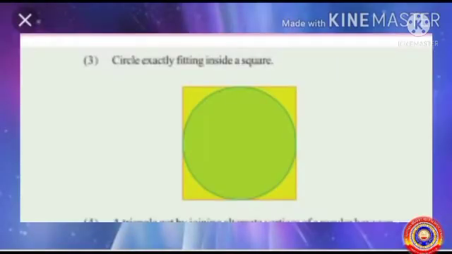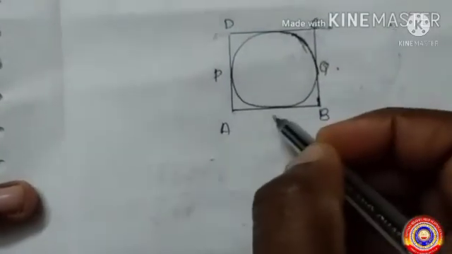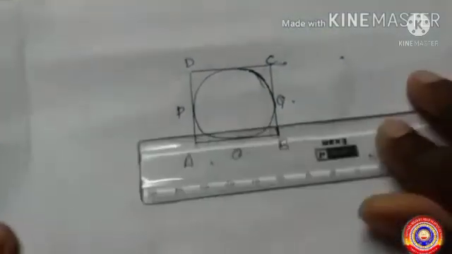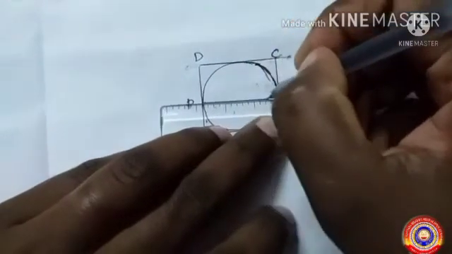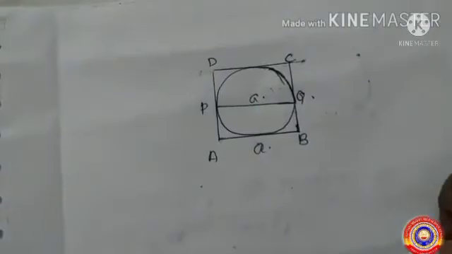Next, a circle exactly fitting inside a square. Here ABCD is a square. Let the side of the square be A. Here AB is parallel to PQ. PQ is considered as the diameter of the circle. So the length of PQ is equal to A. AB equal to A and PQ equal to A.